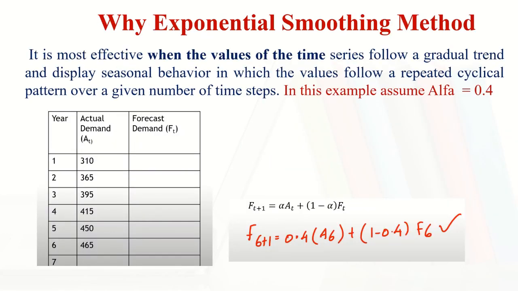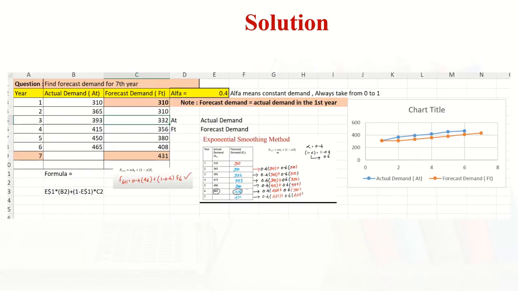Let's take an example of this. Why do we use the exponential smoothing method? It is most effective when the values of the time series follow a gradual trend and display seasonal behavior, in which the values follow a repeated cyclical pattern over a given number of time steps. So in this example that I'm using, alpha is equal to 40%, it means 0.4. So this is the solution of this.